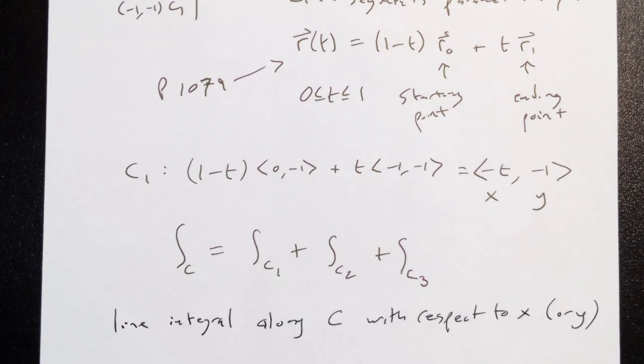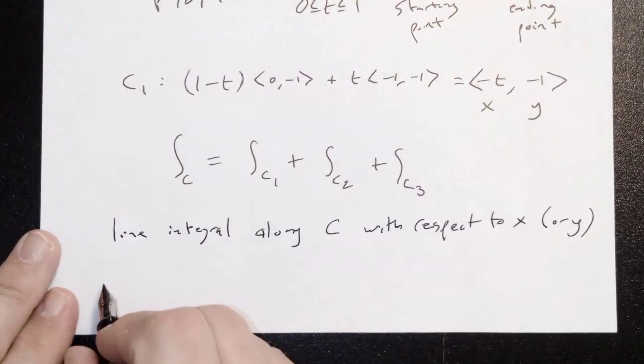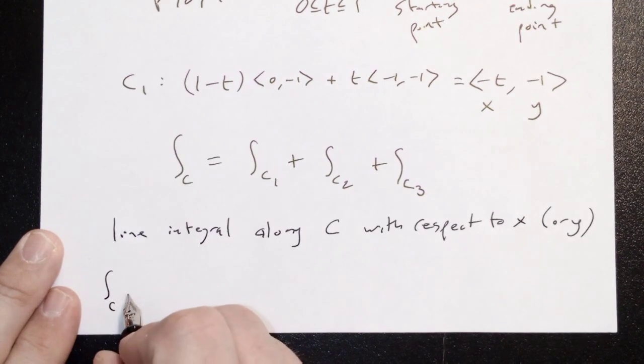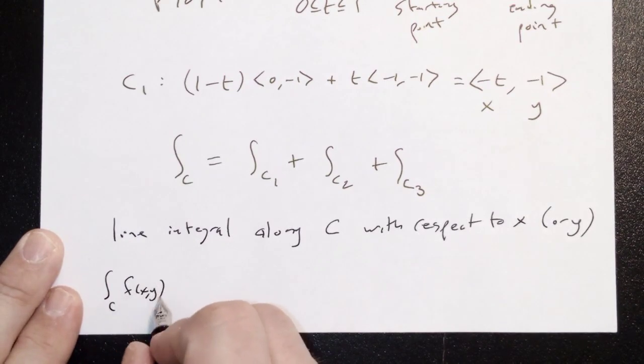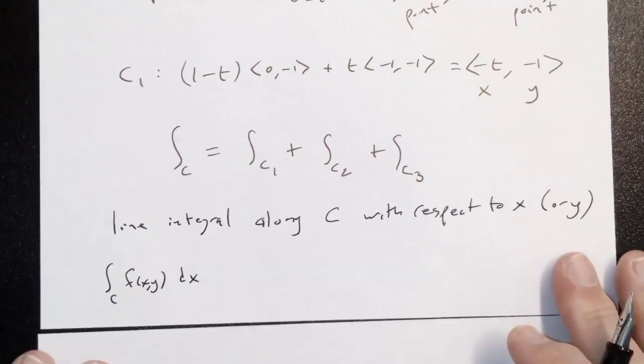I only care how much of it goes in the X direction or how much of it goes in the Y direction. In which case, I'm going to rewrite my integral. I'm going to think of the integral along C of f of xy dx, not ds, dx. Or I'm going to think of it as dy. But let me just work with dx for a moment.